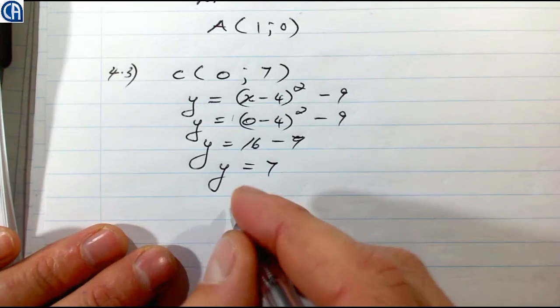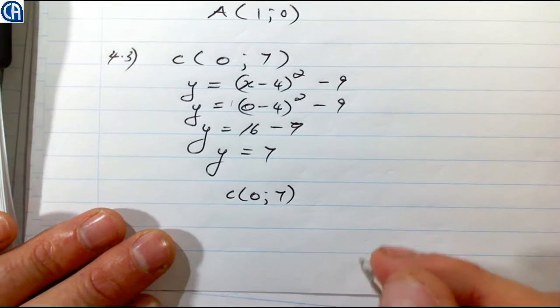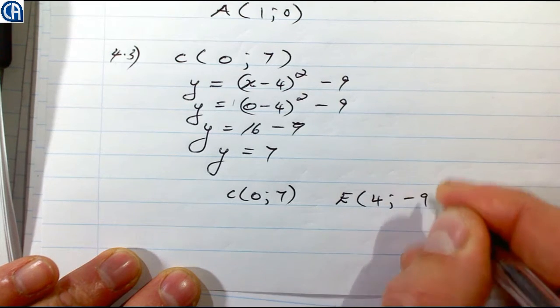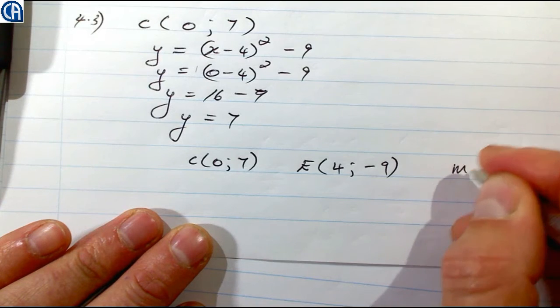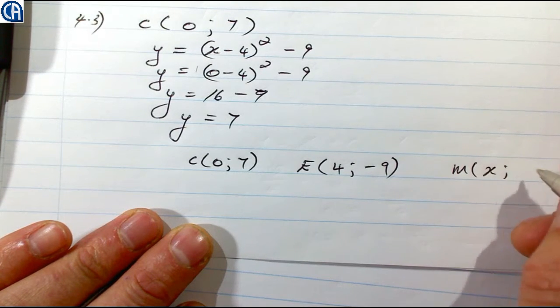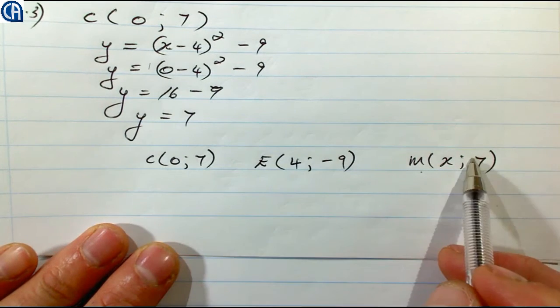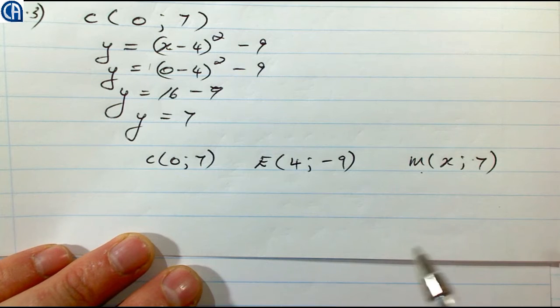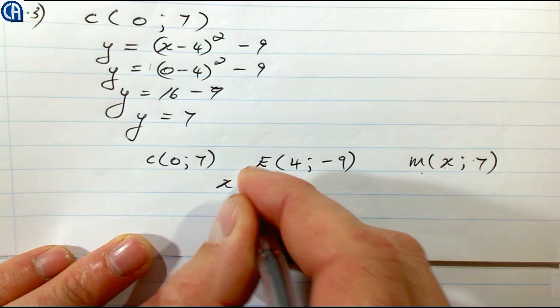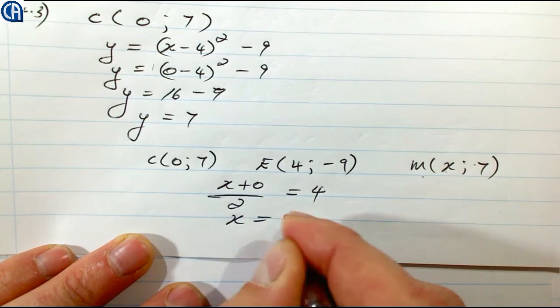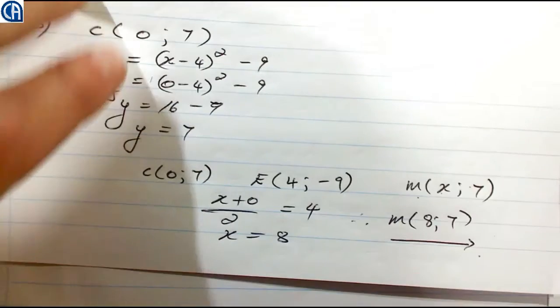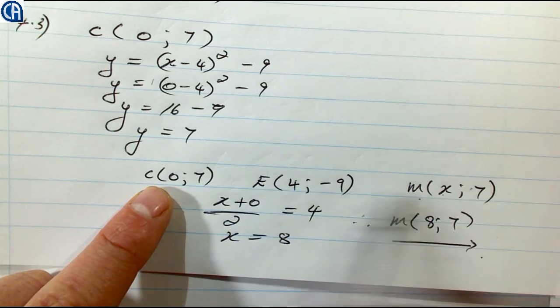Right, so now C is (0; 7), and E is (4; -9), and M, the point they are referring to now, will be (x; 7). Because C and M are mirror images across the axis of symmetry through E. So basically all we want to do is work this out, like the midpoint formula that I showed you earlier. So it's got to be (x plus 0) divided by 2 should equal 4. So x should be equal to 8. So the coordinates of M are (8; 7). Alright.